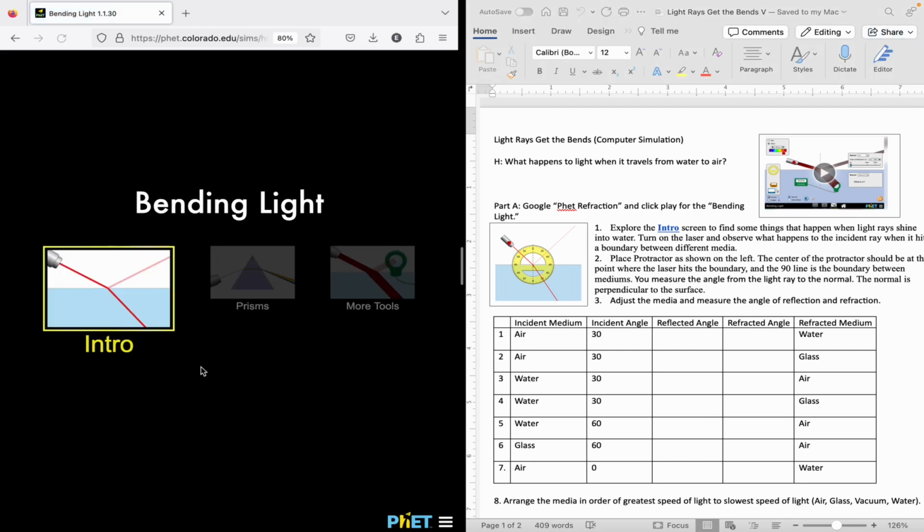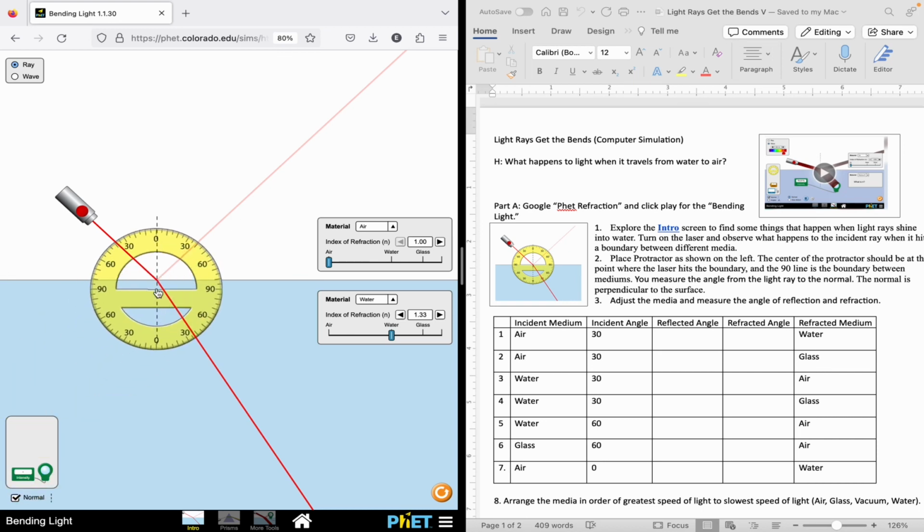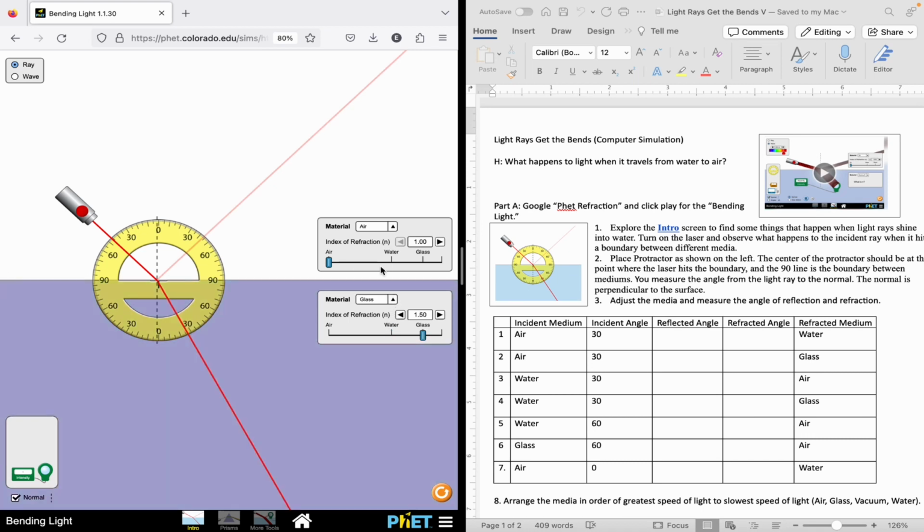And on the right-hand side is an example of one of the labs that I would have students do. First off, you can see we have air on the top and water on the bottom. When you turn on the laser, you can see that the light is reflected in air, but also refracted, and students have the opportunity to measure that with the protractor. Now they can change the speed, and that's shown as the material, because that material has different speeds inside of it, and then they can measure the angle also.